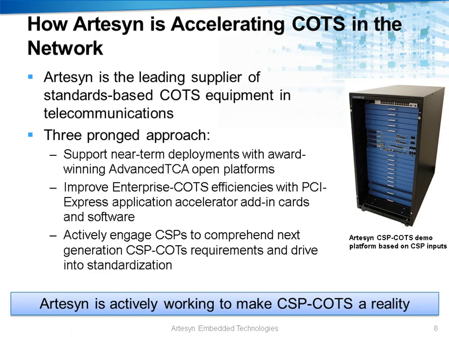First, we have ATCA now to meet CSP COTS needs today. Advanced TCA, as we saw, has a broad, stable ecosystem and is a proven telecommunications technology. We also have PCI Express accelerator cards that can improve the performance of existing deployed enterprise solutions. By inserting a PCI Express accelerator card for something like video transcoding, you can realize the benefits of specialized acceleration hardware at a fraction of the cost of deployment of new enterprise COTS solutions.